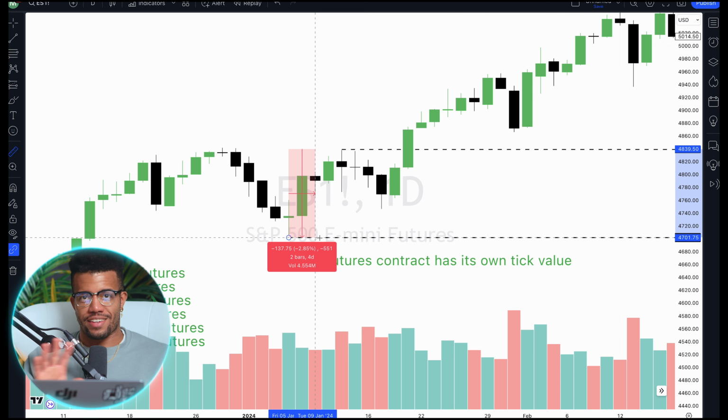I was going to do a 5 minute example and show you small prices, but it really doesn't matter what time frame you're in. This is 137.75 points, $137.75. Still haven't got to ticks yet. So let's review so far. Let's go ahead and write that down.